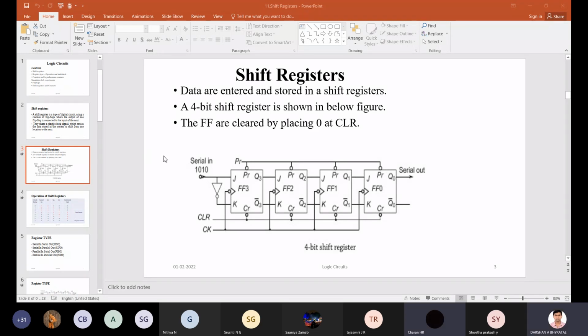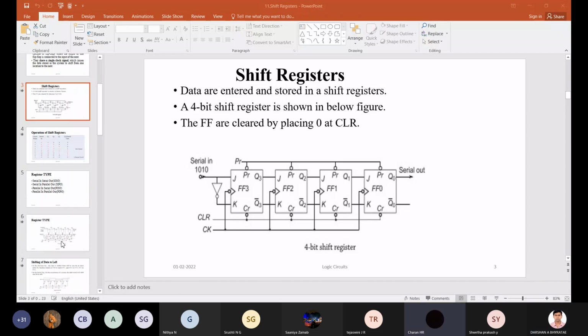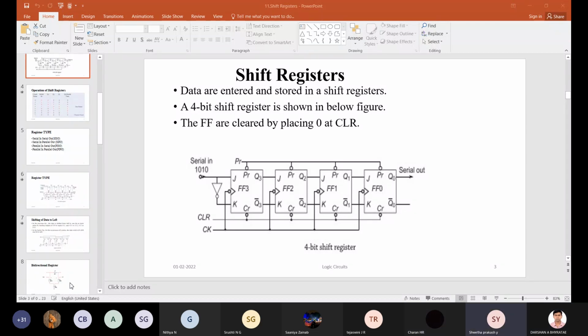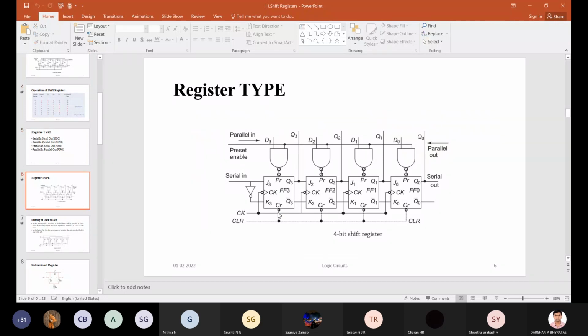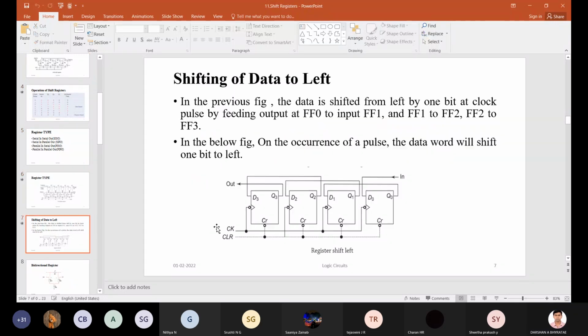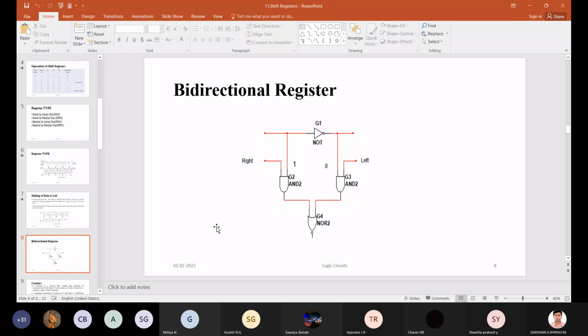Bidirectional and synchronous. Sir, synchronous and asynchronous. Okay, here actually bidirectional is nothing but this is the logic circuit.